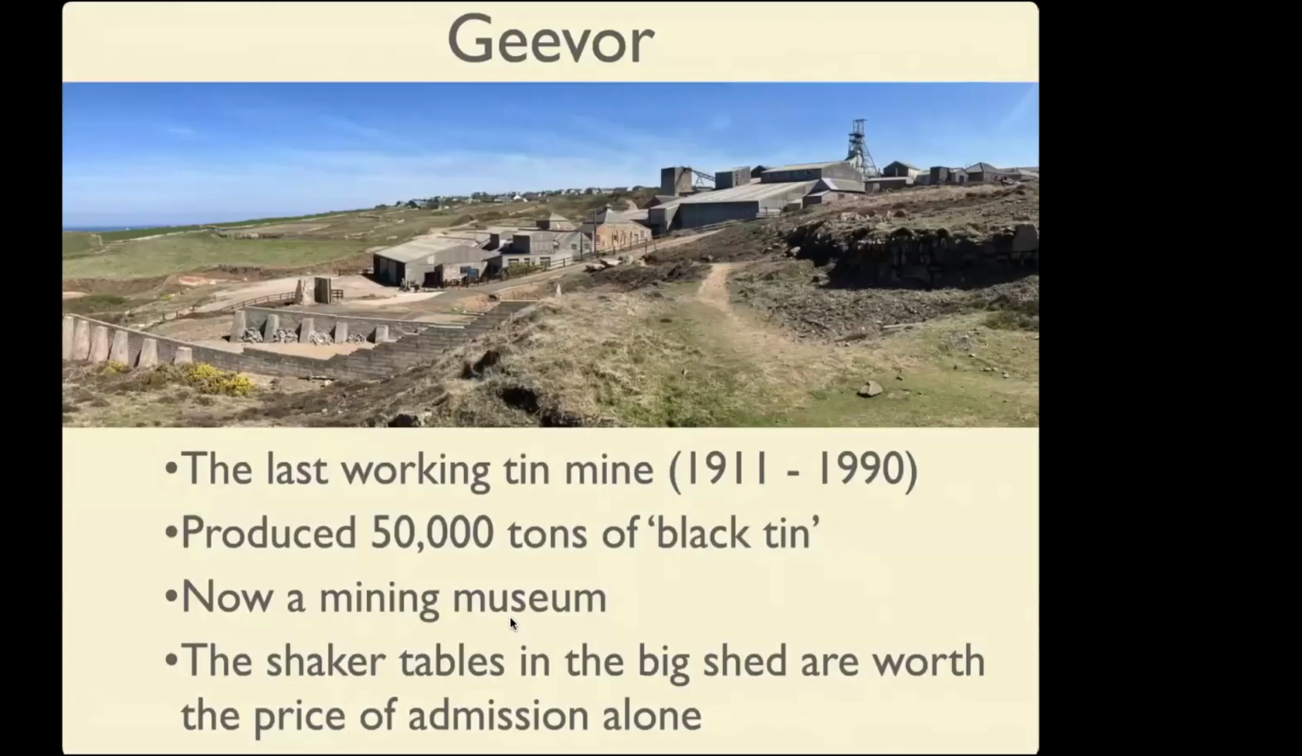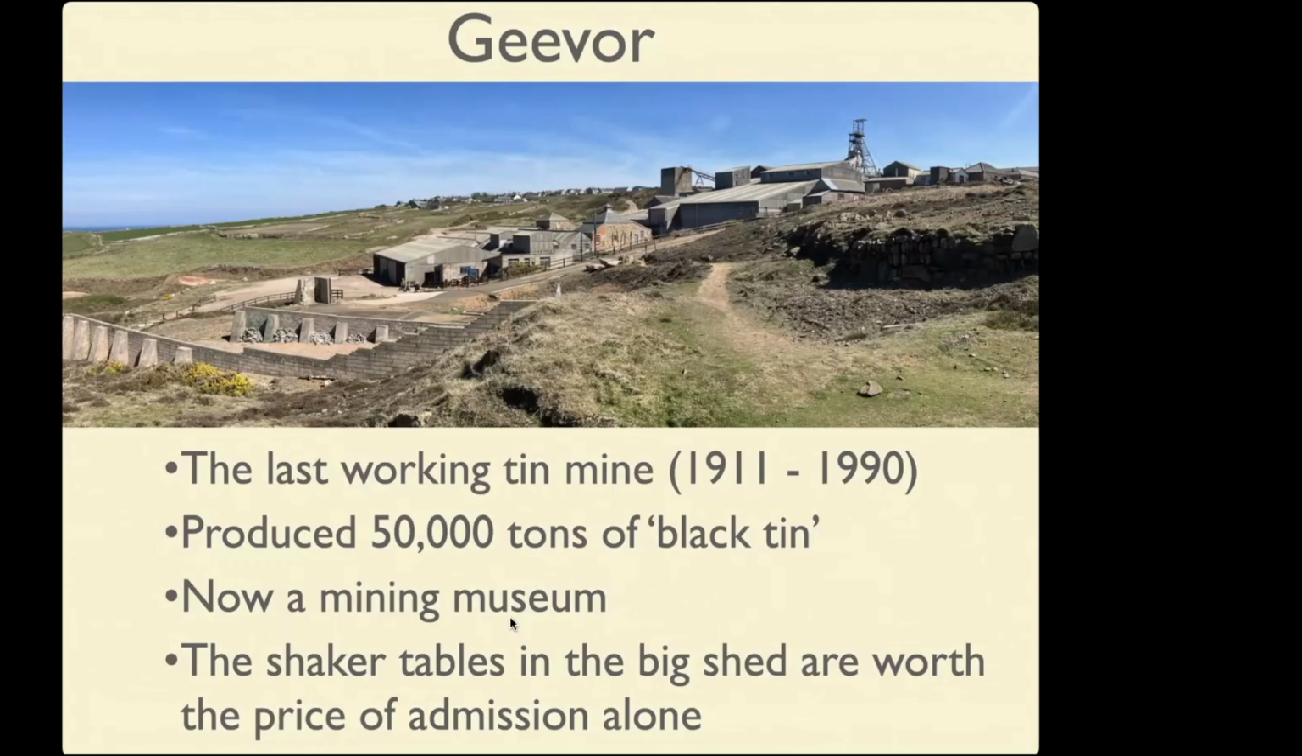So Geevor was the last working tin mine. It closed in 1990. So, you know, a glorious history of tin mining for centuries, going all the way up to 1990. It produced 50,000 tons of what's called black tin, which is basically cassiterite. And it's now a mining museum, and we will go through to this museum in a couple of weeks, end of next week.